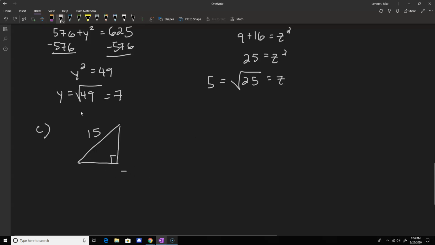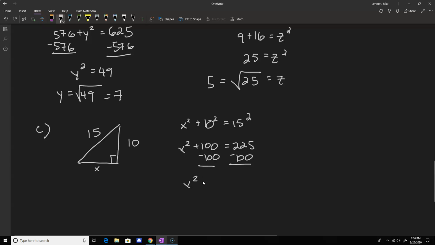Let's say the height of this right triangle is 10. So we want to find the missing side, x. So again, the same sort of process. So let's just do this over here. We know that x squared plus 10 squared is equal to 15 squared. So we have x squared plus 100 equals 225. So we just want to subtract 100 and take the square root.